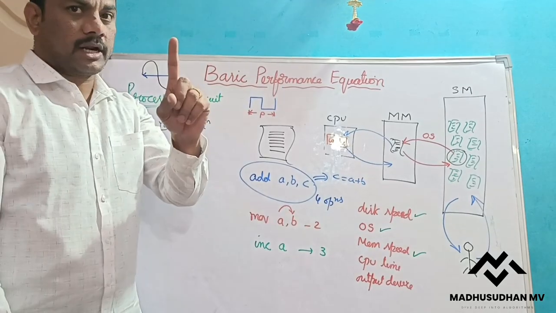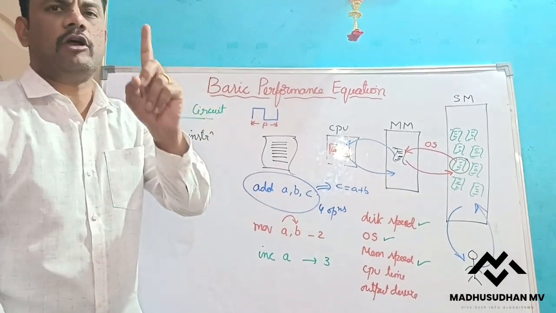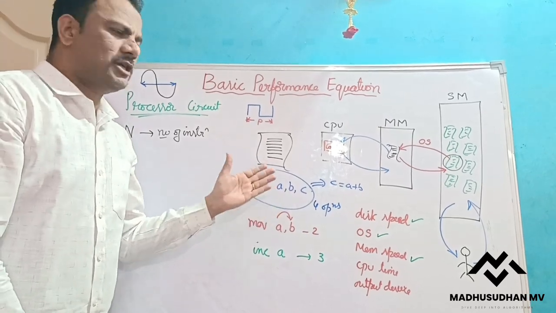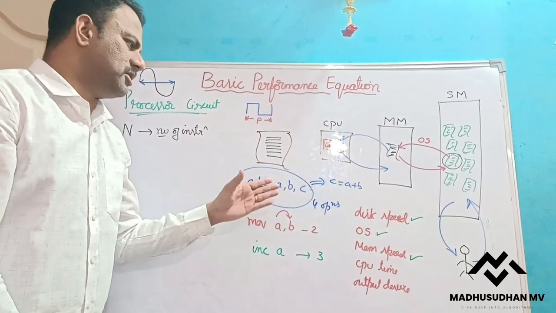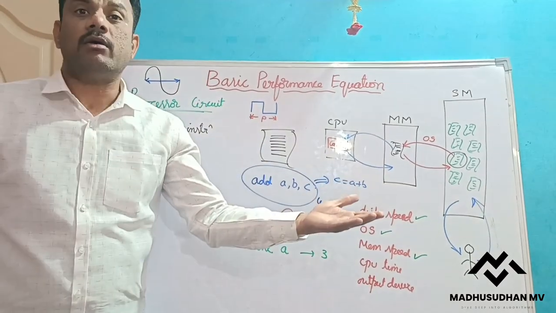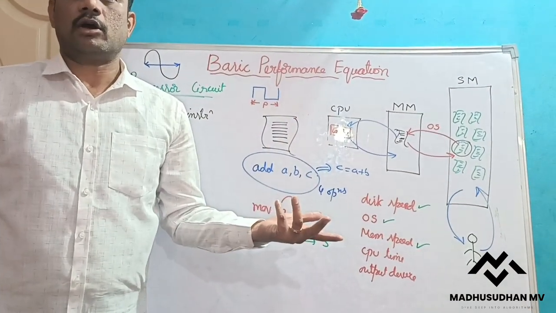But one operation requires 1 clock cycle. Every operation should get completed in 1 clock cycle. So that depends upon the complexity of the instruction. Some instructions take 4 operations, some 3, some 2, some may take 5. We don't know. That depends on the complexity.